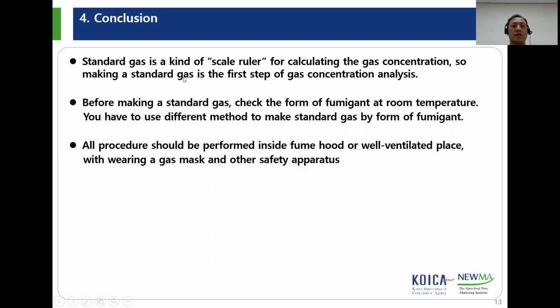Conclusion: standard gas is a kind of scale ruler for calculating the gas concentration. So making a standard gas is the first step of gas concentration analysis. Before making a standard gas, check the form of fumigant at room temperature. You have to use a different method to make a standard gas depending on the form of the fumigant. All procedures should be performed inside the fume hood or a well-ventilated place, wearing a gas mask or other safety apparatus.